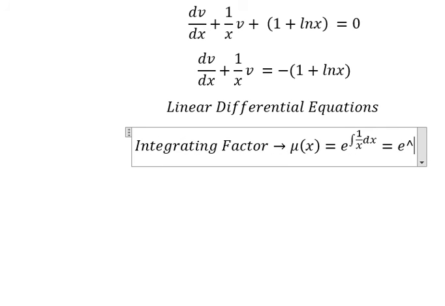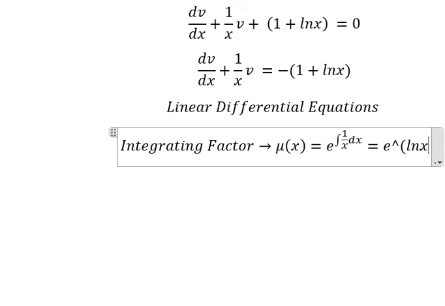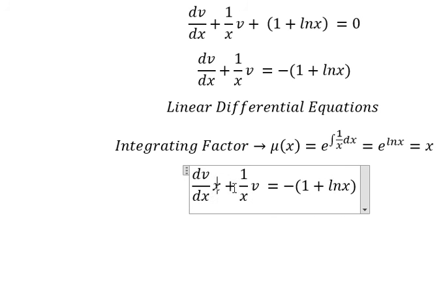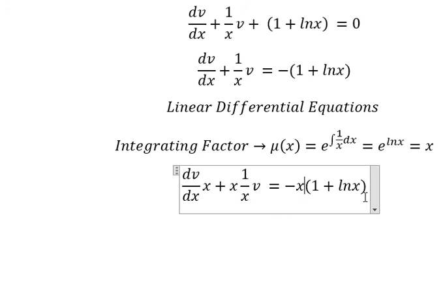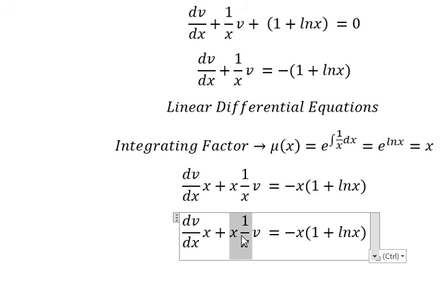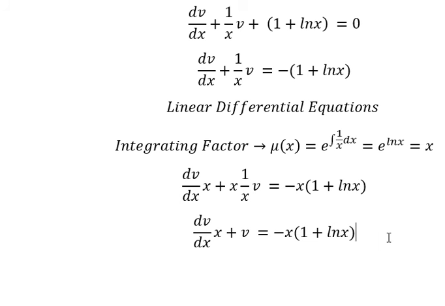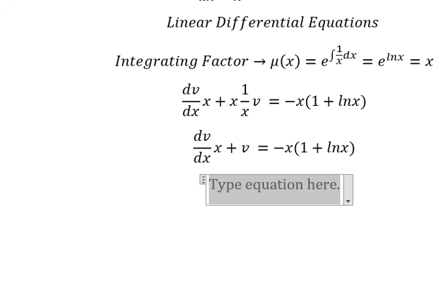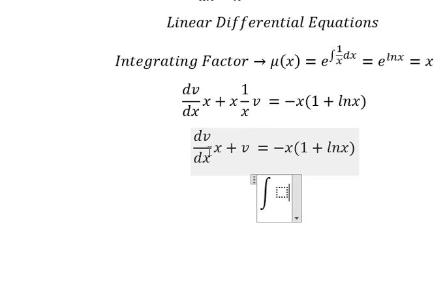And we have e to the power of ln s. And this one we have s. That means we multiply both sides by s. And this one we have number 1. Next, we need to integrate both sides.